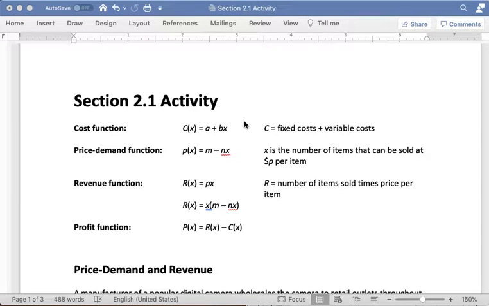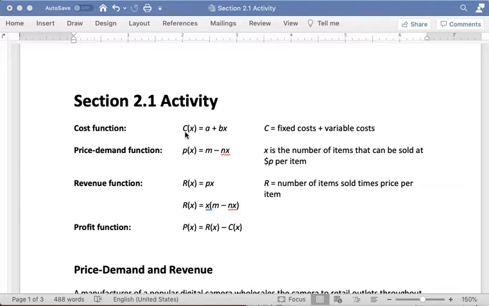In this video, we're going to do the Section 2.1 activity, the price, demand, and revenue problem. Before we get to that problem, we're going to go over some formulas here. These are functions. They're written in function notation, which is where we have parentheses here around the input variable.